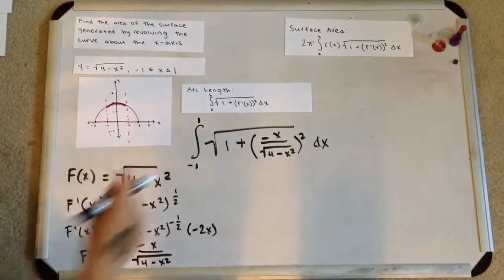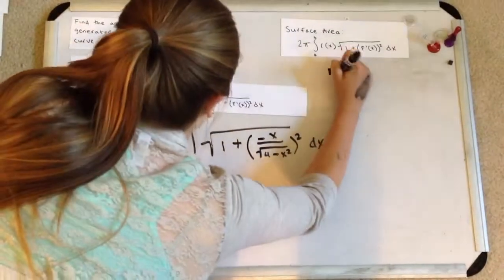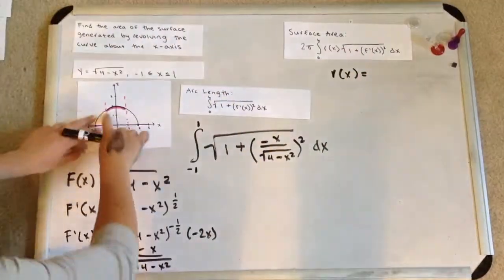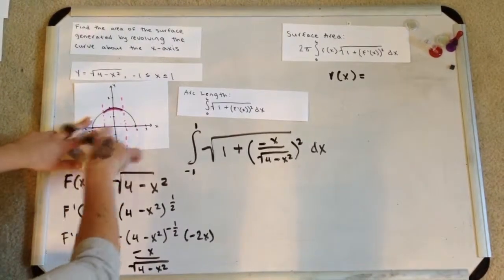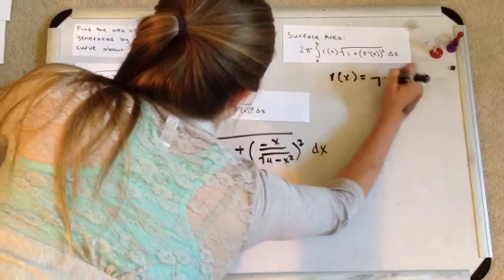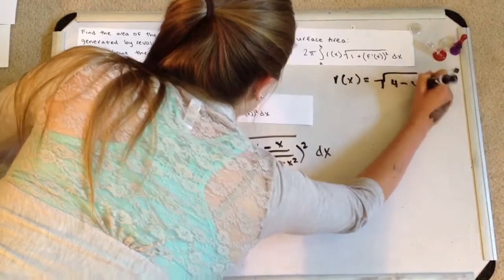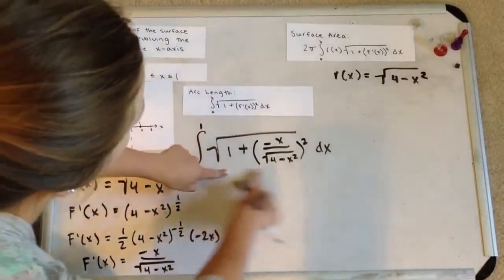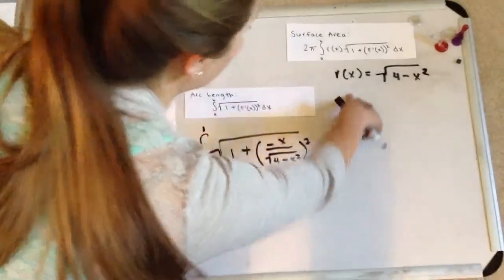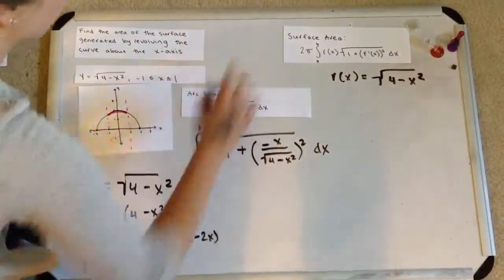So in this case, our r of x is equal to top minus bottom, or the square root of 4 minus x squared minus 0. So it's just the square root of 4 minus x squared. And so we have our arc length formula right here, and we have our r of x formula, so the only thing we need to do is plug it in.